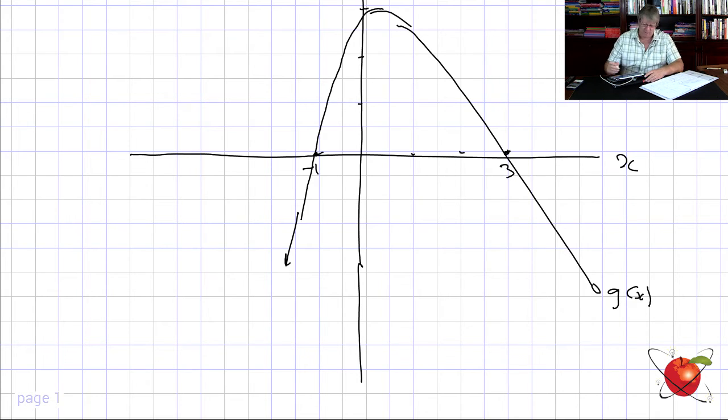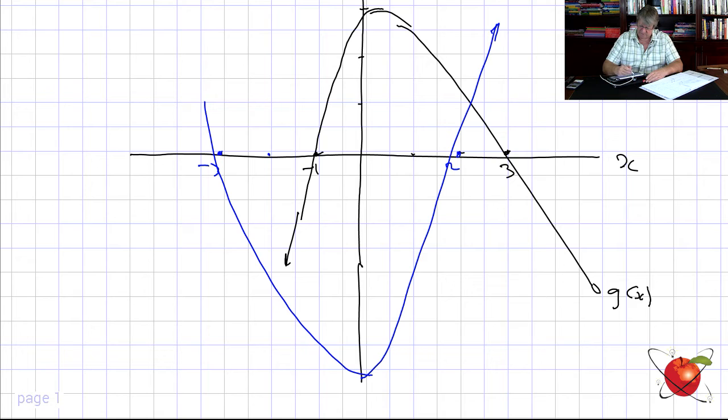Right. Now we plot f of x. Let's plot f of x in blue. Right. F of x is minus 3, 1, 2, 3, and at 2. And we know it goes down here. So this one is doing something like this. Then we put in our sign change.